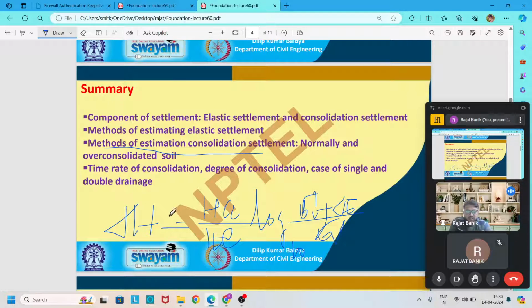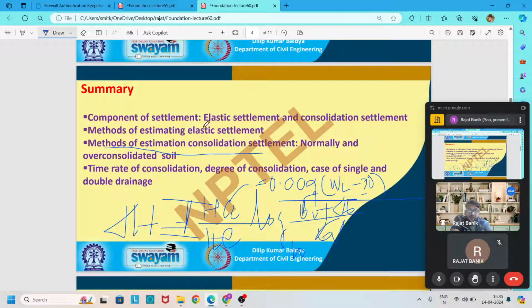E is the void ratio, H is the thickness of the clay layer where we find the consolidation settlement. Again, CC depends on the liquid limit of the soil, and it is given as 0.009 times (WL minus 10), I think. Please check this formula once or go through it.